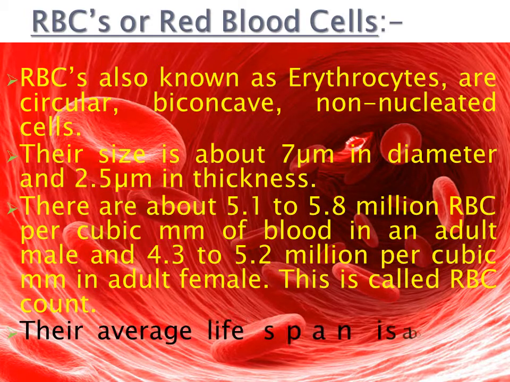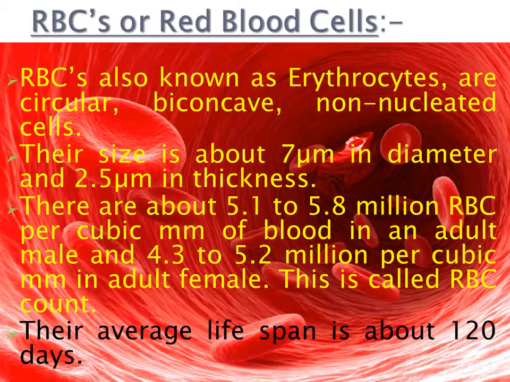There are about 5.1 to 5.8 million RBCs per cubic millimeter of blood in an adult male and 4.3 to 5.2 million per cubic millimeter in an adult female. This is called the RBC count. Their average lifespan is about 120 days.